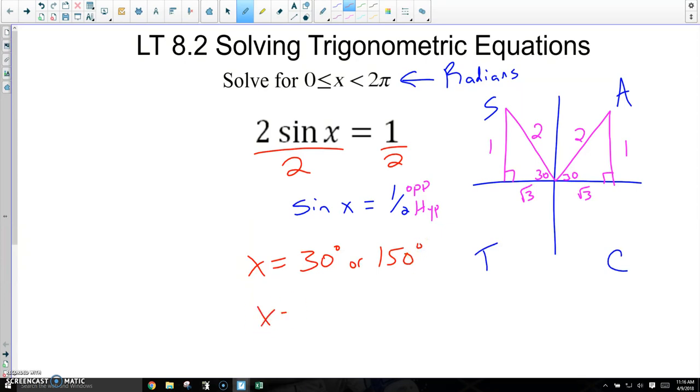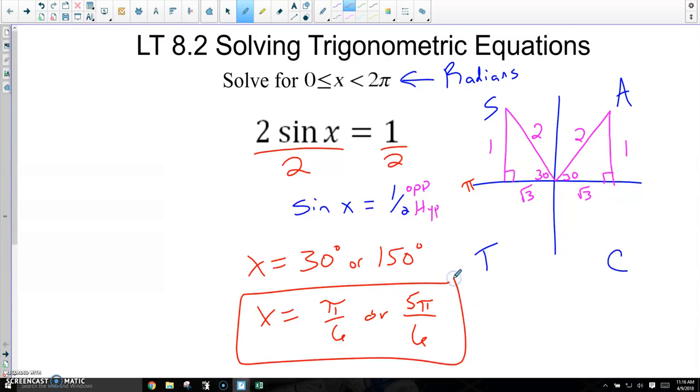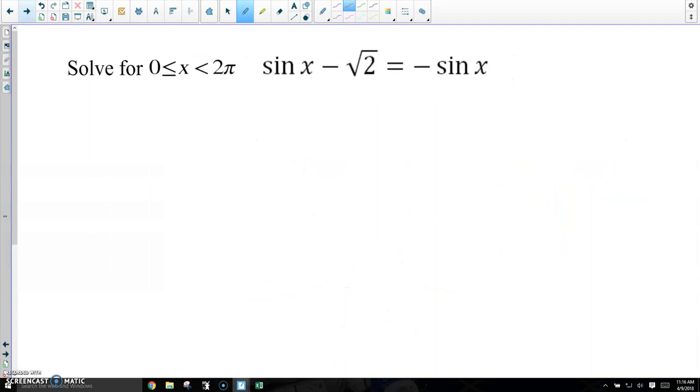Or in radians, 30 degrees is pi over 6. And then here, this is at pi. So 1 pi minus 1/6 pi is 5/6. So 5 pi over 6. That should be a good review of what we did back in ES6. Now we get a little bit more complicated.